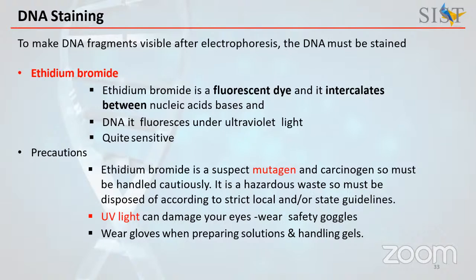And after the staining of DNA, the gel will be moved to the UV transilluminator so that we can observe the DNA which is separated under the UV transillumination. And when we are transferring the gel from the electrophoresis chamber to the UV transilluminator, we should be cautious and wear gloves because it is already contaminated with the EtBr.